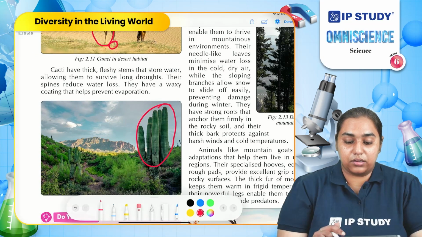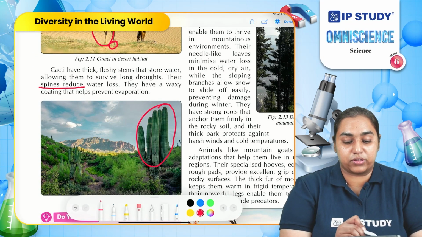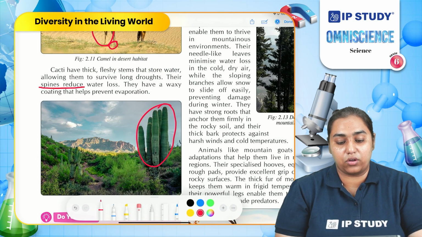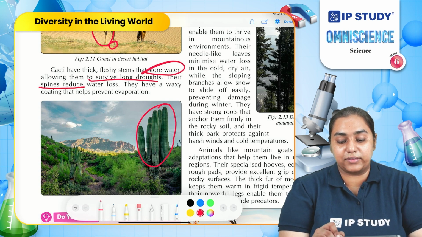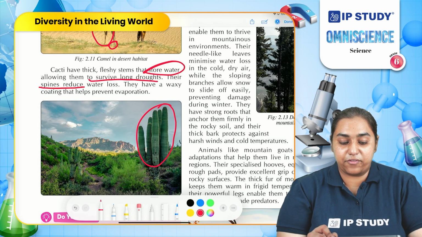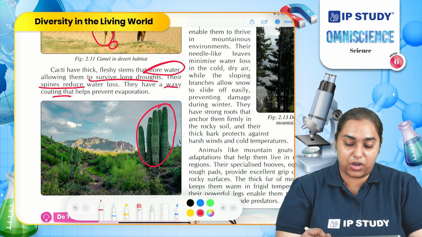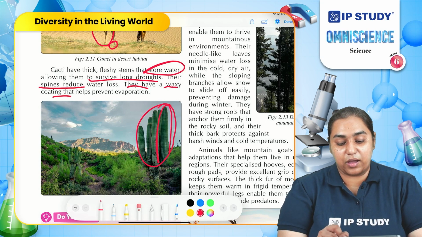Their leaves are reduced to spines to reduce the water loss. They can survive long droughts. They store water in their stem. They have a waxy coating on the stem. The whole stem is covered with wax to prevent the evaporation.